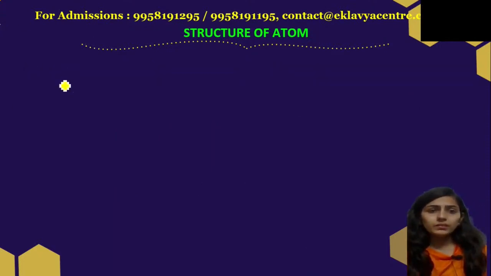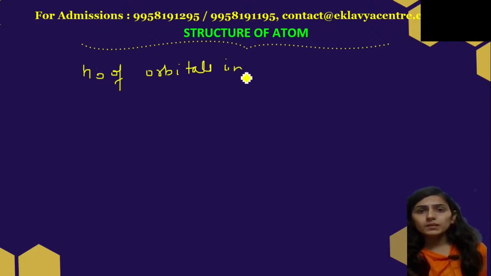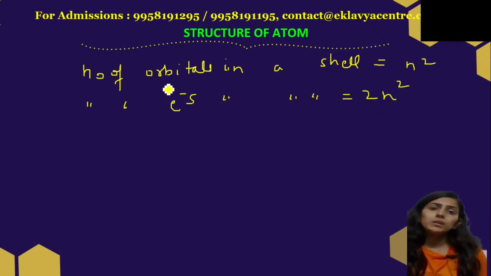So again, I'm writing it: number of orbitals in a shell. What is the formula? n square. If somebody asks you the number of electrons in a shell, simply multiply, because you know that in one orbital we have 2 electrons, so in n square orbitals we have 2n square.